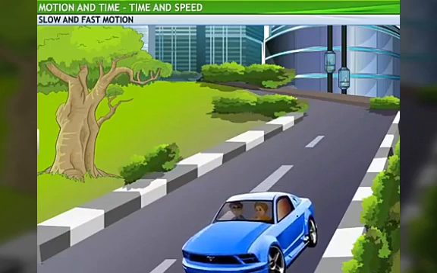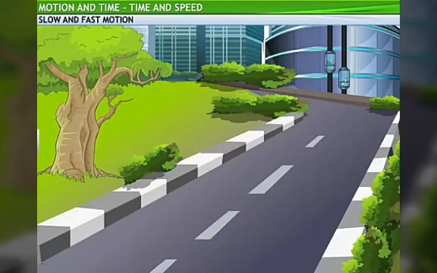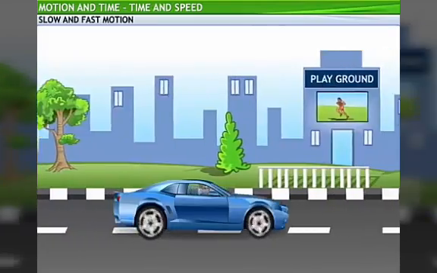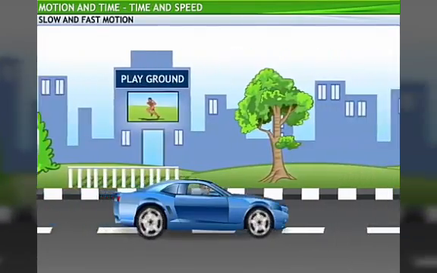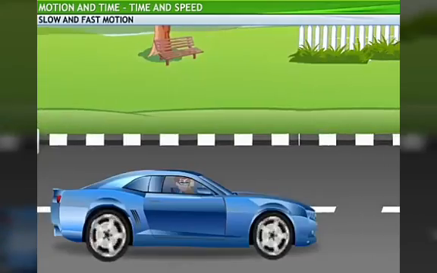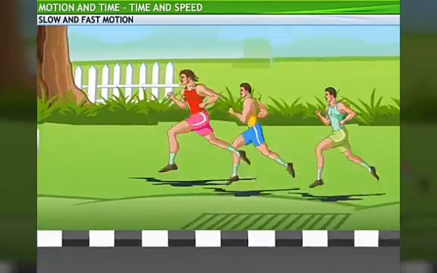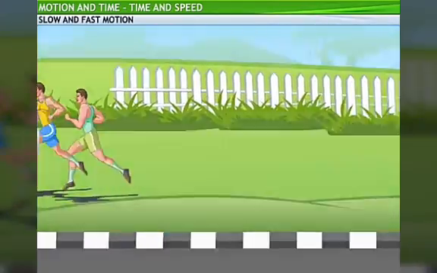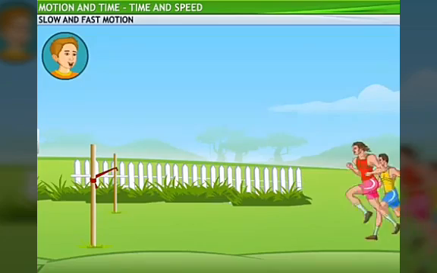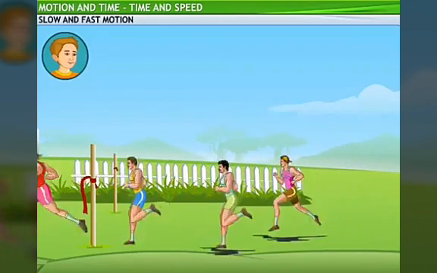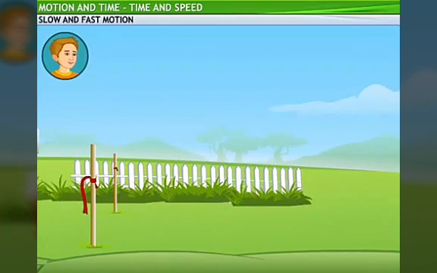James and his dad are on their way home from a drive. There are some races taking place in the playground nearby. Hey Dad, those boys are running a race. That guy in the red t-shirt is really fast. There, he won the race.